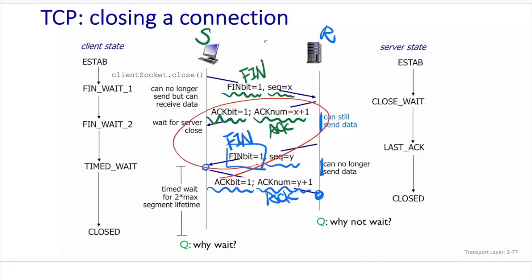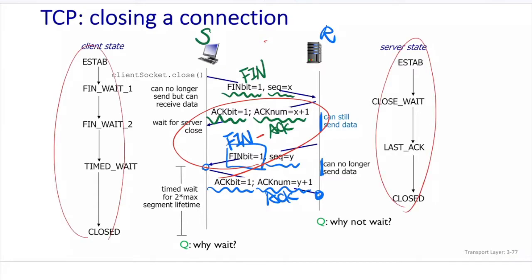Because most of the time when S terminates the communication, R has no data to send. Usually we call this a 3-way termination, and we use FIN and ACK to terminate the communication. Okay, the states right here.